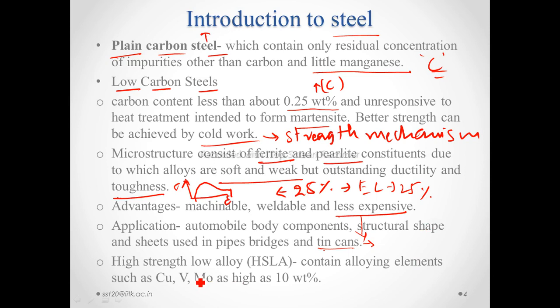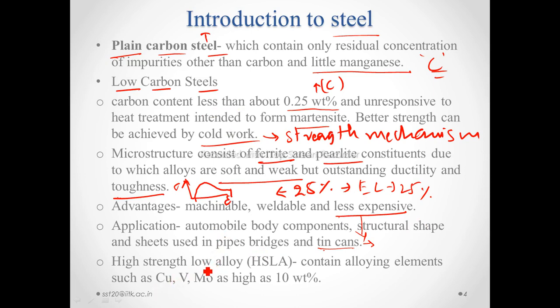When we see the mechanical properties, the yield strength varies from 275 megapascal upward, and the tensile strength lies between 415 and 515 megapascal. As I said, the ductility is 25% elongation. This is a brief introduction to low carbon steel: its mechanical properties, microstructure and applications.